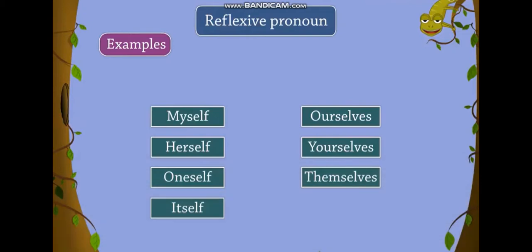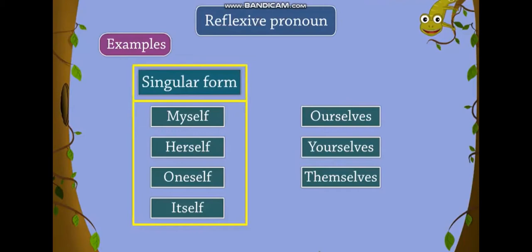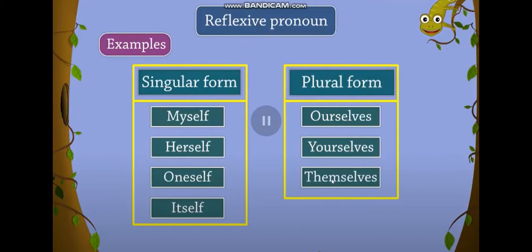Among all these reflexive pronouns, the words ending in self are in singular form, while the words ending in selves are in plural form. I repeat, the words ending with self are singular form, but the words ending with selves, that is selves, are in plural form.